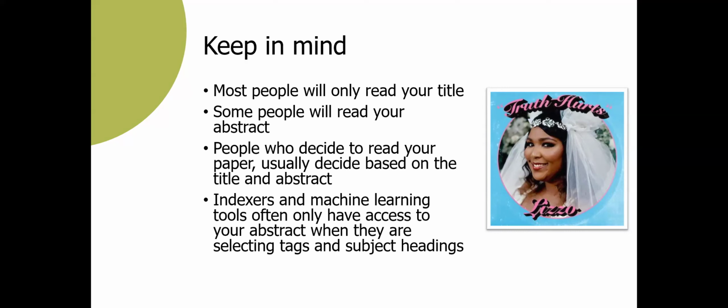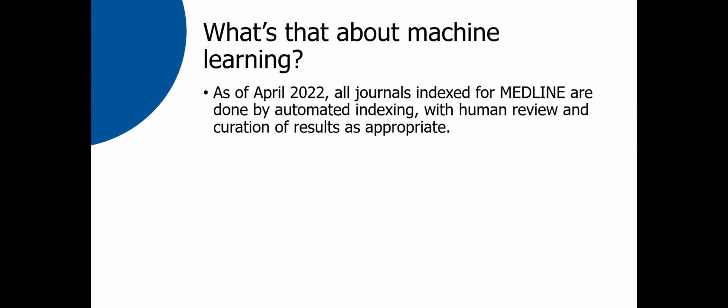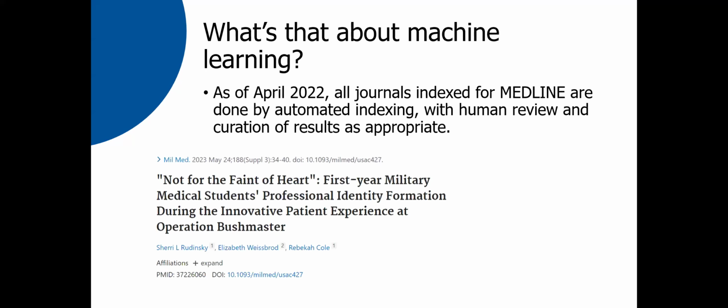The other thing is that most abstracts are tagged with subject headings, and the indexers and machine learning tools often only have access to just the abstracts when they're assigning those tags. If you're wondering about automated indexing, as of April 2022, all journals with articles indexed in Medline, aka PubMed, are actually done via machine learning with some human curation. Now, this has led to substantially faster indexing, but there is some cost.